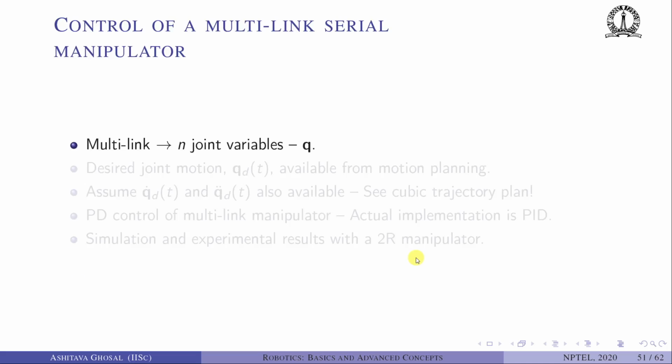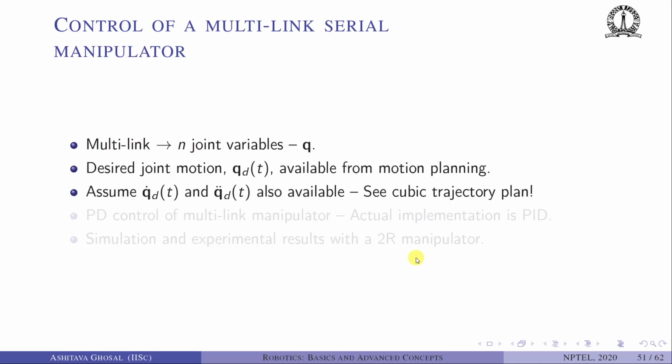In the case of a multi-link serial manipulator, we have n joint variables, which will be denoted by Q. We have the desired joint motion QD available from motion planning. We also assume that QD dot and QD double dot are also available. When we did motion planning using a cubic trajectory, we could take the derivative of the cubic polynomial and obtain QD dot. We can take the derivative again and obtain QD double dot. So these are available.